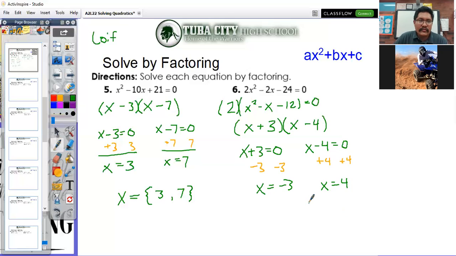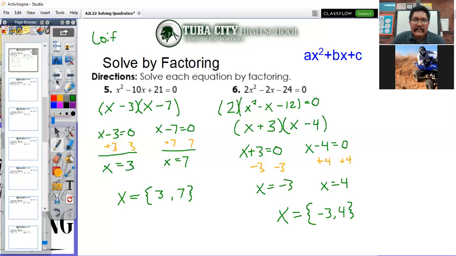We have our 2 solutions ready to go. And they're already in numerical order. So I'm going to go ahead and just write it in set notation. So -3 and 4 are the solutions we got for this one. Now again, this means if I plug 4 in for x here, it's going to zero out. It's going to become 0, which is going to be true because this side is 0.